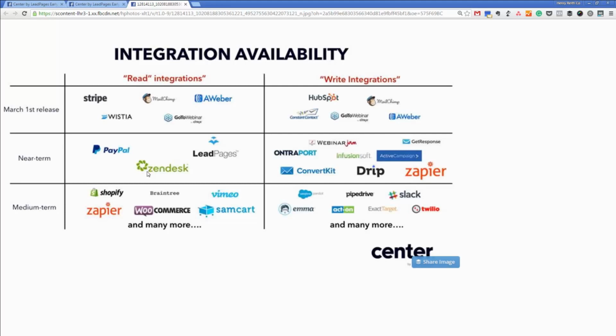So yeah, Webinar Jam's going to be a good integration, although again, until there's more read integrations, that side of things isn't going to be too useful. But yeah, I think we're looking at a system that is game changing.